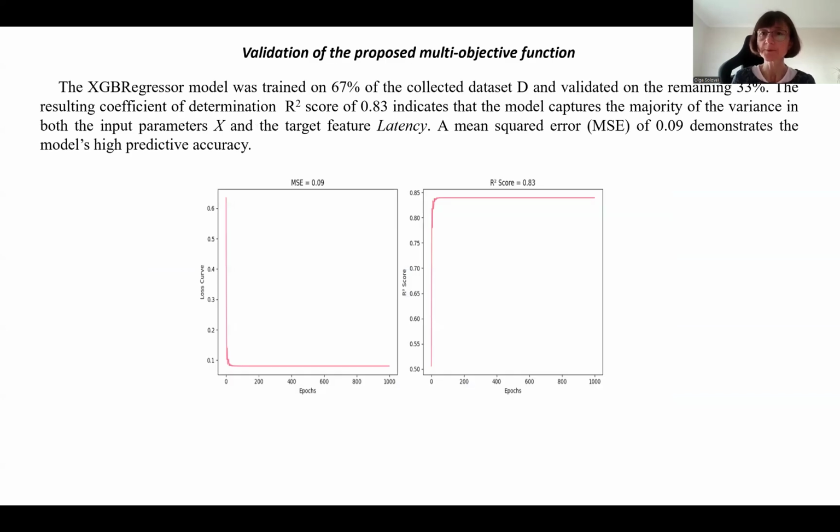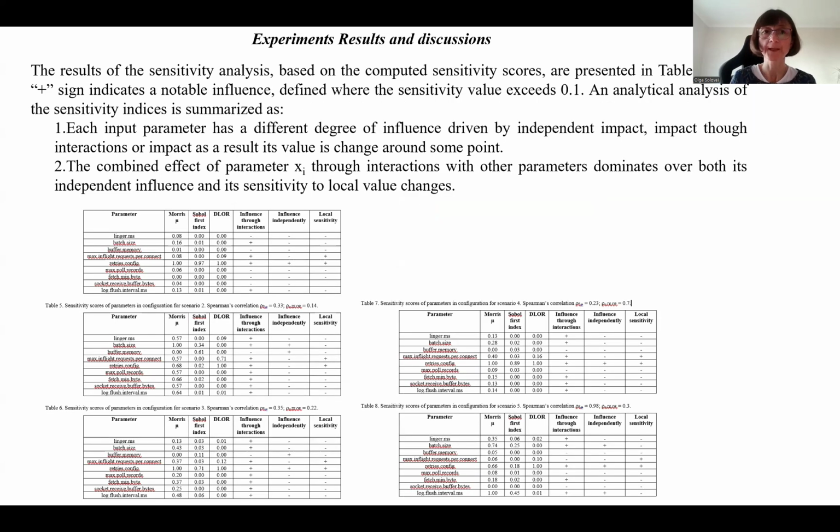For verification, as I mentioned, we use an XGBoost regression model trained on the collected data set, and the quality of the model was such that the determination coefficient is 83%, which indicates that the model captured the majority of variance in the data set, and the mean square error less than 1%, indicating the predicting accuracy.